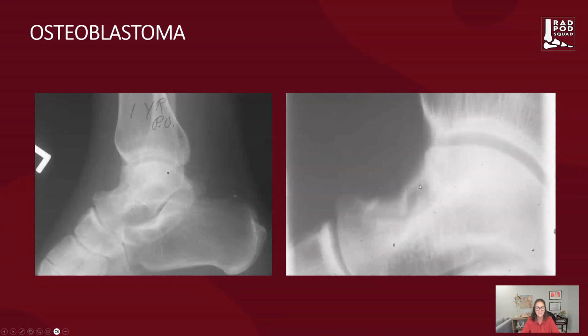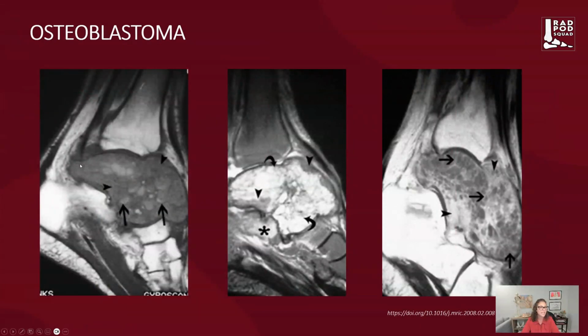We can see that there is an irregularity along the subperiosteal bone, but it's much larger than we would expect for our lesions of osteoid osteoma. And this was a biopsy-proven osteoblastoma. Here we can see an osteoblastoma. This lesion is entirely replacing most of the talus. It's causing a great degree of enhancement throughout this aggressive appearing lesion in a patient who has a biopsy-proven osteoblastoma.